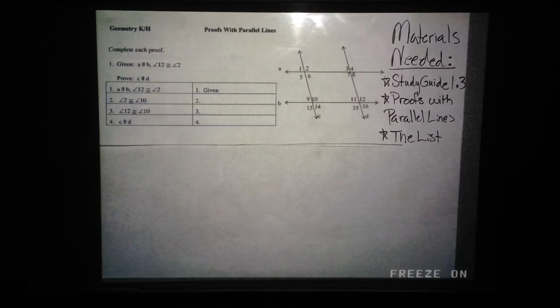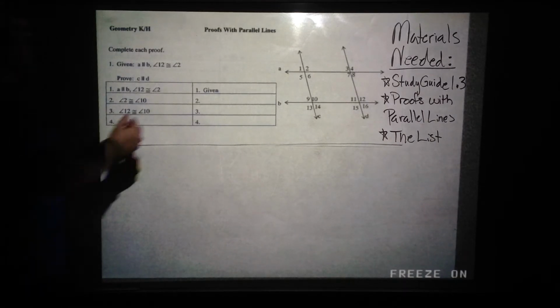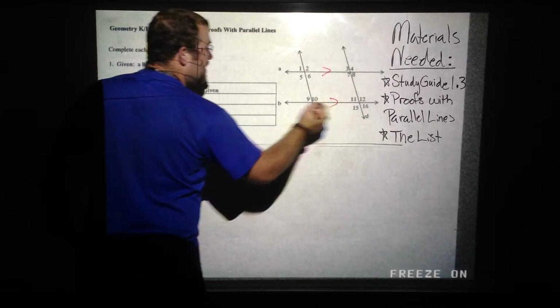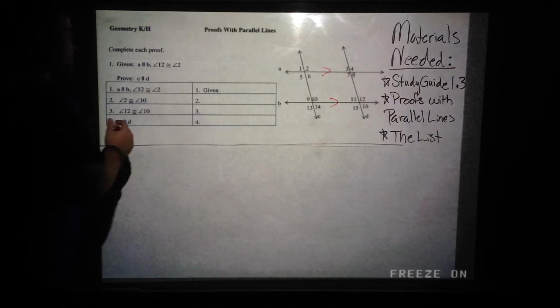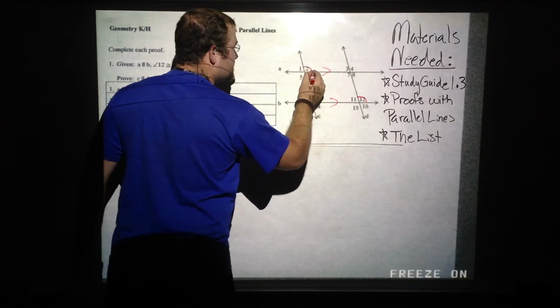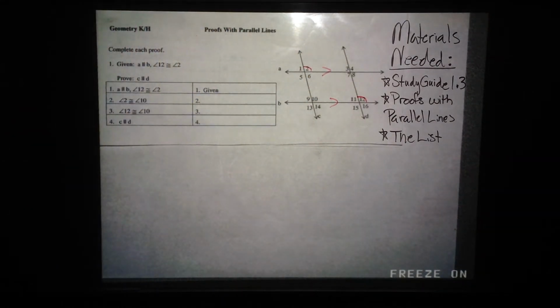Okay, looking at your proofs with parallel lines worksheet, we're going to be looking at question number 1 first. If you notice on this question, we have our traditional 2-column proof with our statements and our reasons. In this case, they're going to want us to find our reasons, and they gave us our statement. If we look at our given, it says that line A is parallel to line B, so we'll go ahead and mark that with our arrows on our picture. Then they tell us that angle 12 is congruent to angle 2, so we'll mark that on our picture as well. And then they want us to prove that line C is parallel to line D.